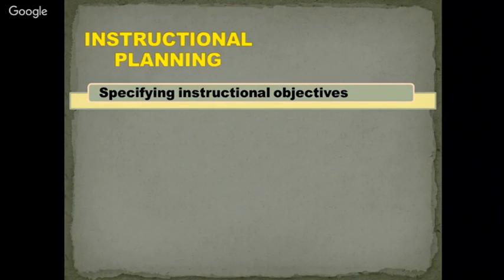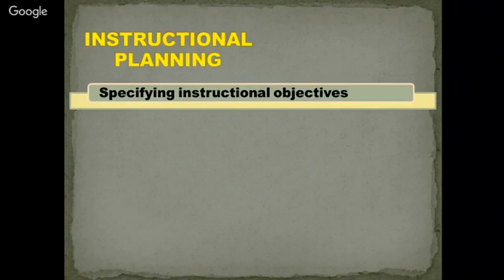It means you will write two types of objective. One is general objective which gives the students the general intent of the topic. The topic is Ohm's law. Then the teacher will say, after the topic is over, my students will be able to understand Ohm's law. Now, coming to this topic, instructional planning, I'll say, after the topic is over, student will be able to appreciate the importance of instructional planning.